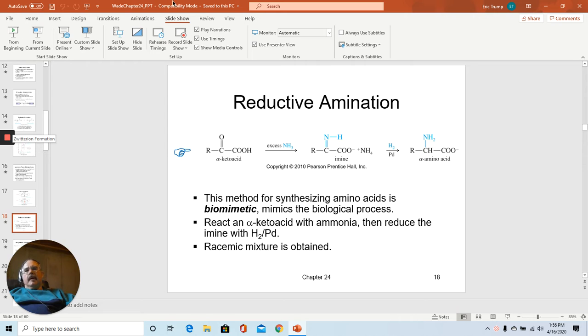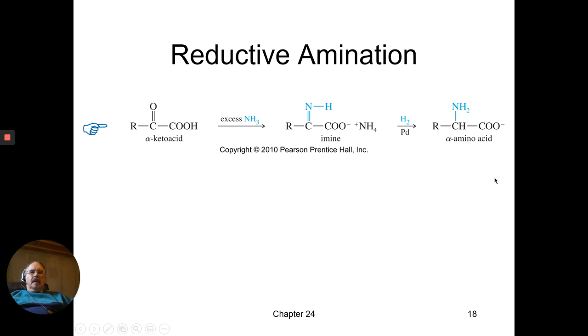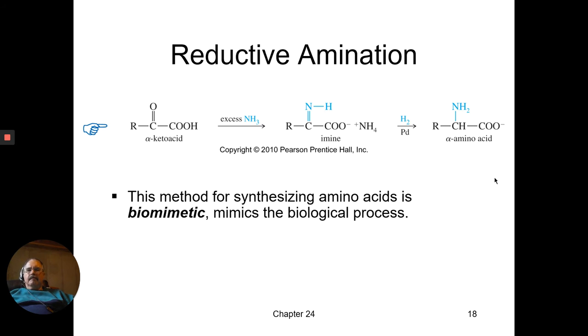Okay, next we're going to pick up with some of the methods of amino acid synthesis. I'm not going to spend a lot of time on this. A lot of these are of historical interest, but we can start, for example, with an alpha keto acid, make the amine, and then reduce that. One of the shortcomings, though, is that we get a racemic mixture.